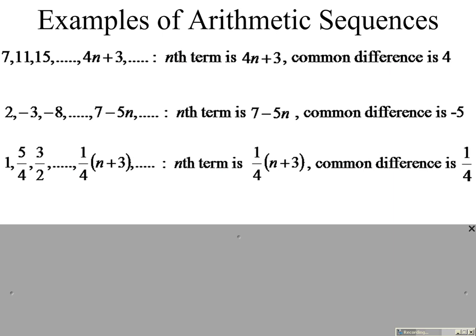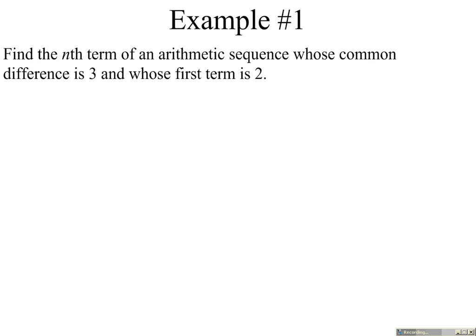Third one, 1, 5/4, 3 halves. Not quite as easy to see the common difference here because we're dealing with fractions, but our common difference is 1/4. If I take 1 plus a fourth, I get 5/4. 5/4 plus a fourth is 6/4, or 3 halves, and so on. Our nth term is defined to be 1/4 times n plus 3/4.